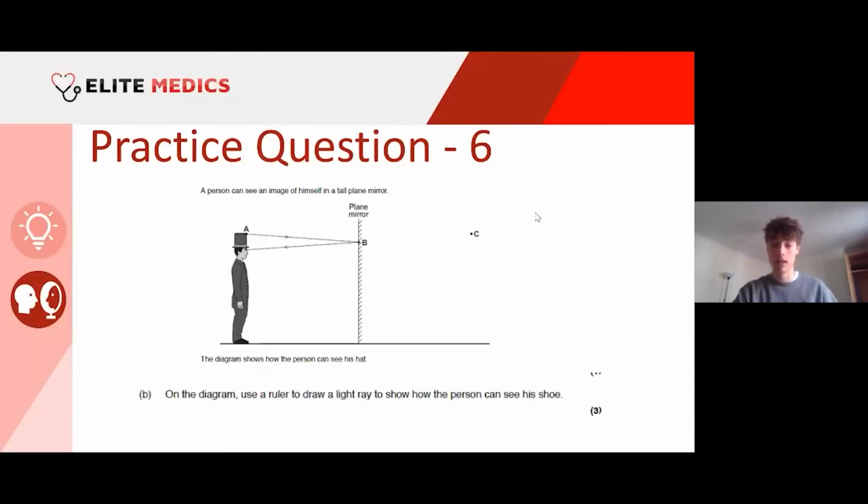Okay. On the diagram, use a ruler to draw a light ray to show how the person can see his shoe. So how can the person see his shoe? The shoe is here. The shoe will not emit light, but light will be reflected off the shoe in all directions. If it goes in this direction, it's reflected here off the surface and reaches our eye. This is the only way light from the shoe can reach our eye. It's being reflected here, halfway between our eye and our shoe, touches the plane mirror, and is reflected back to our eye.